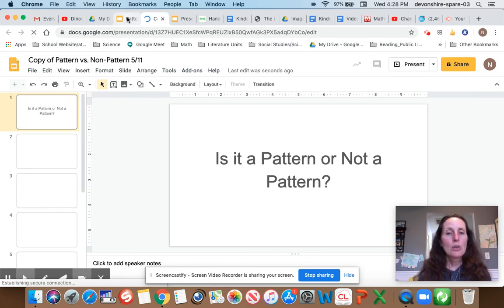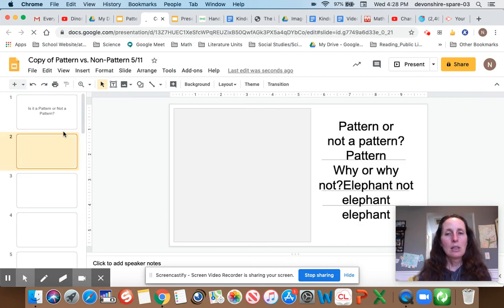All right, so we have pattern or not a pattern. Let's take a look at what we have here. My computer is loading slowly. All right, let's see.